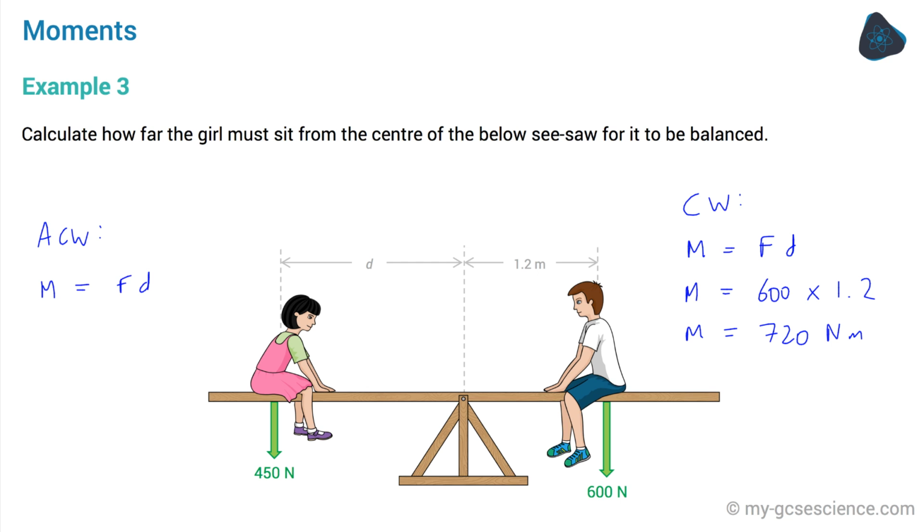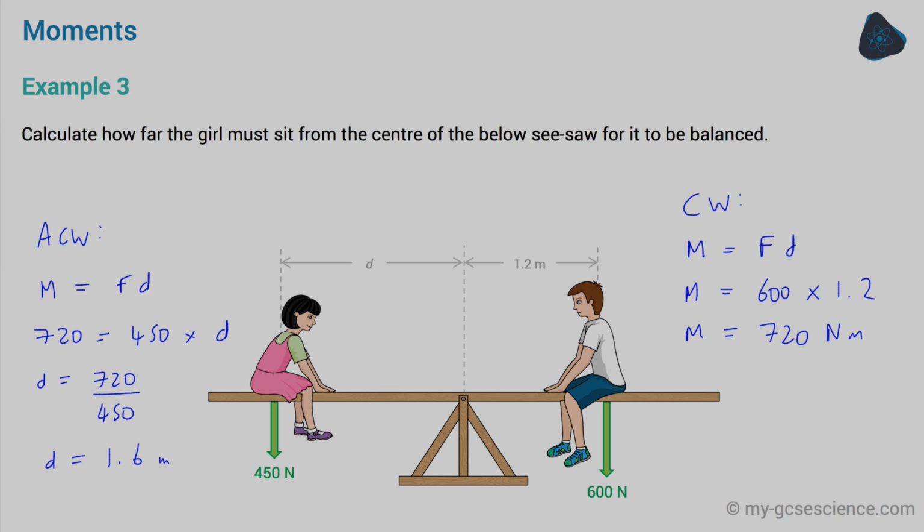We know that for the seesaw to balance, it must have a value of 720 newton meters, and that's equal here to 450 times d, which is the distance we're looking for. Rearranging then, d is 720 divided by 450, which gives an answer of 1.6 meters.